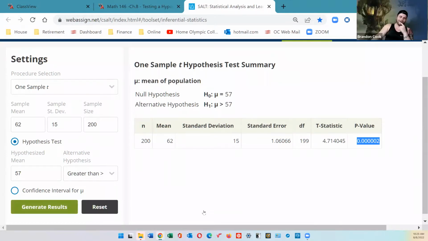Whoa. Oh. Right. If you were in that school district, would you not be really happy about that p-value?